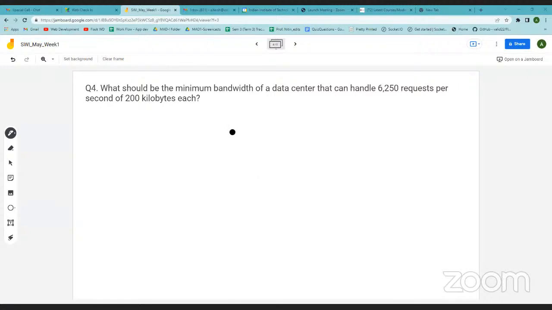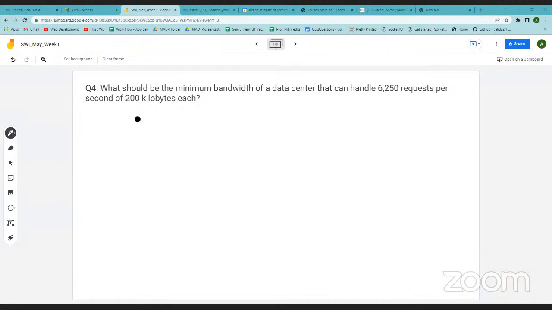Yeah, but the thing is, you will have to consider only one at a time. Why? Because we are talking about a data center that can handle 6250 requests per second of 2 kilobytes each. So we are giving a reference of if you want to send a request or if you want to receive data from the data center. I'm using "or". Either you want to send a request from client to server, or the server responding with a particular data from itself to the client.